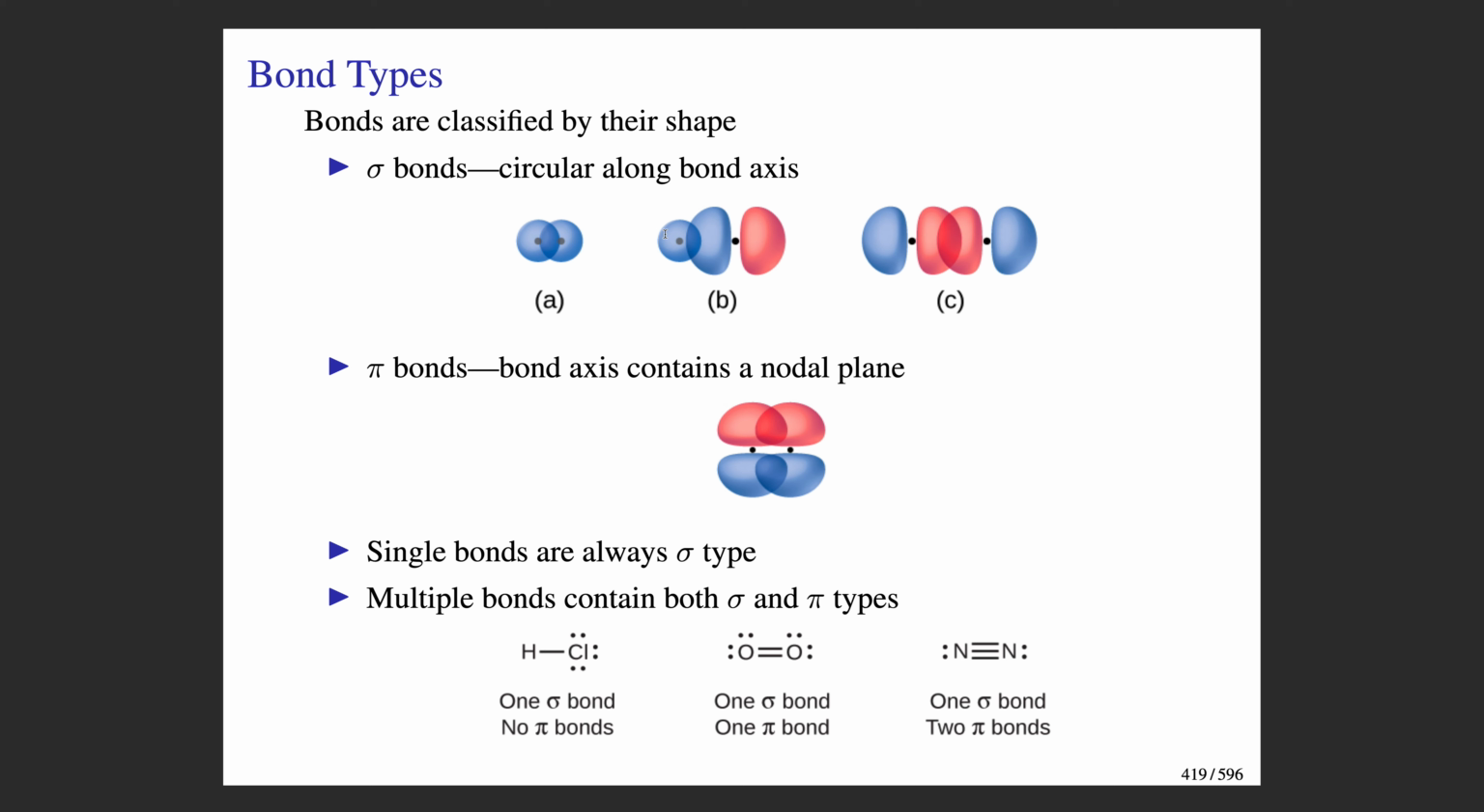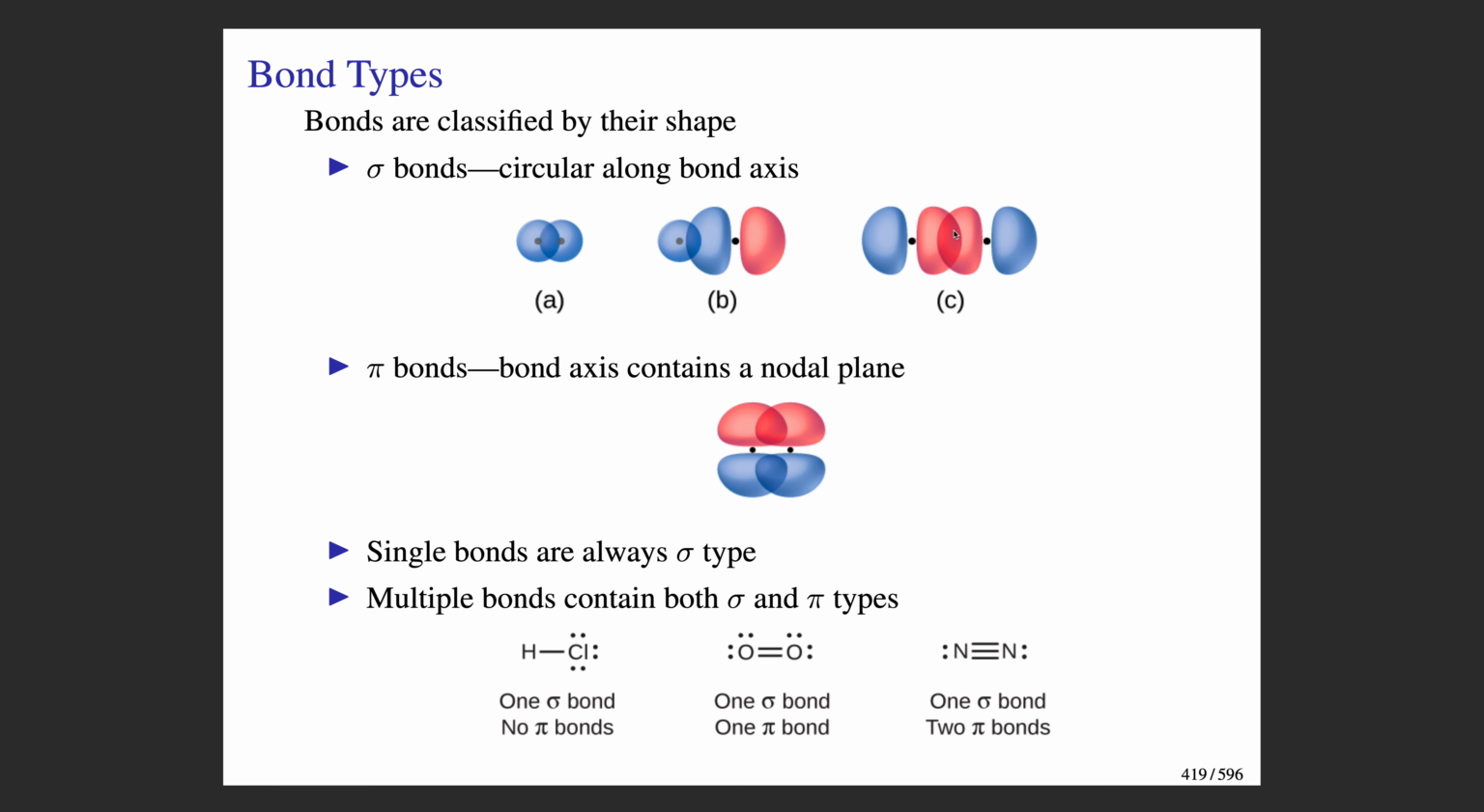In panel B, here we're showing the overlap between an s orbital on one atom and a p-type orbital on another. And in this fashion, when you look down the bond axis, again, you're going to have a circular symmetry to this overlap. You could call it a cylindrical symmetry, if you will, as well. So this is also a sigma type of bond. Here, the overlap of two p orbitals also has that cylindrical symmetry, that circular symmetry about the bond axis. And so this is also a sigma type of bond.